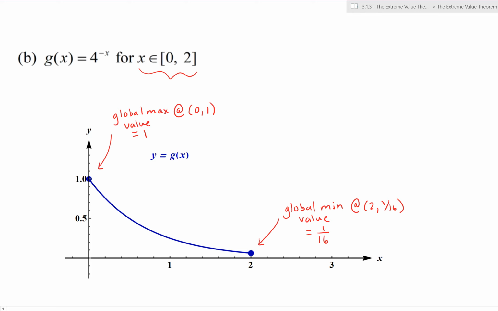So in this situation, again, we have a nice continuous function over a closed interval, and indeed, it obtained its global max and min values. In this situation, they were both at the endpoints. Unlike the first graph we looked at, this function does not have any local extrema, but it still obtained its global extrema over the closed interval.